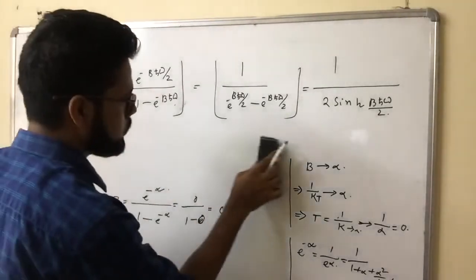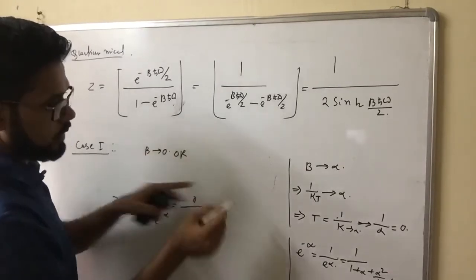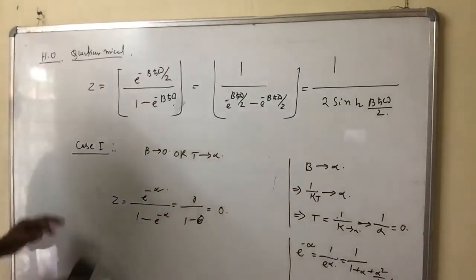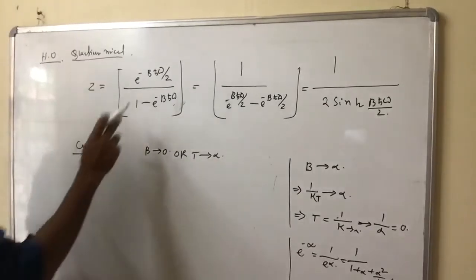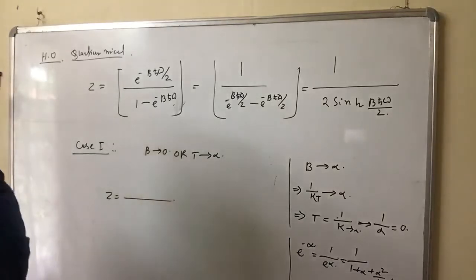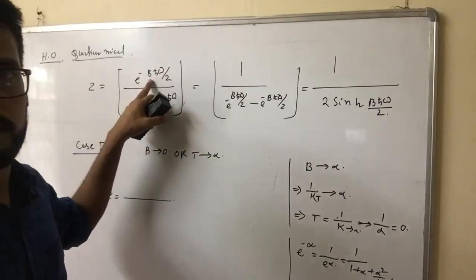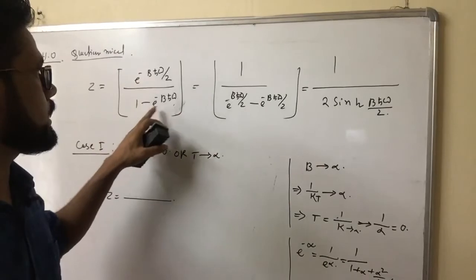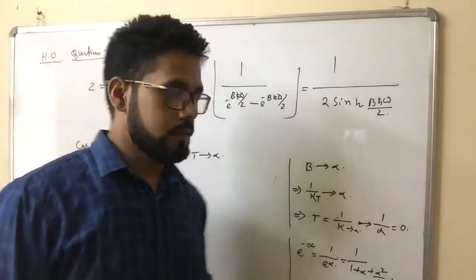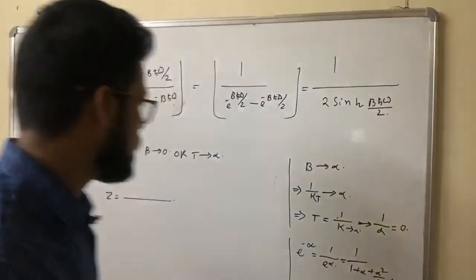Case 2, I will study case 2. When beta tends to 0, or the same way, if beta tends to 0, T tends to infinity. Then what happens? See, if this expression, if this is what happened. So now what is the problem? When T tends to infinity, if it is e to the power 0, 1 minus e to the power 0, you will get the same value. But this is not the way you have to put it. When T tends to infinity, it means the temperature is very, very high. Then we are not going to calculate.